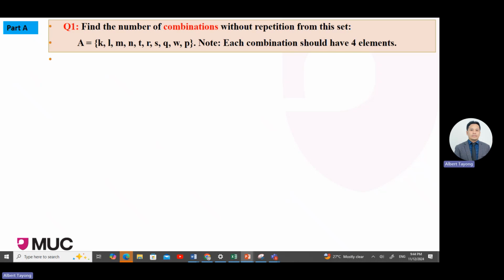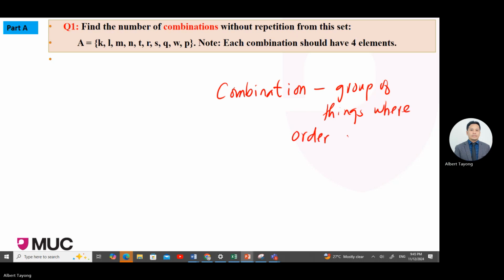In this lesson, what we're going to cover is permutation and combination. When we say combination, the order is not important. It is a group of things where order does not matter. An example of this, of course, is a group of students.